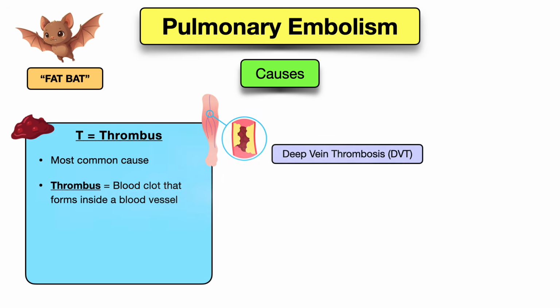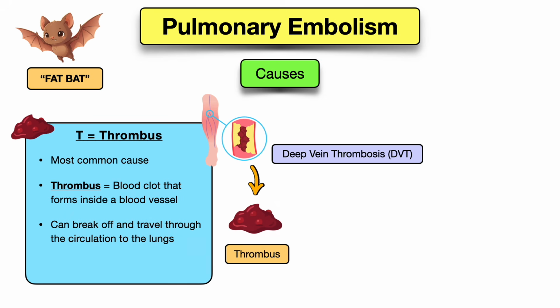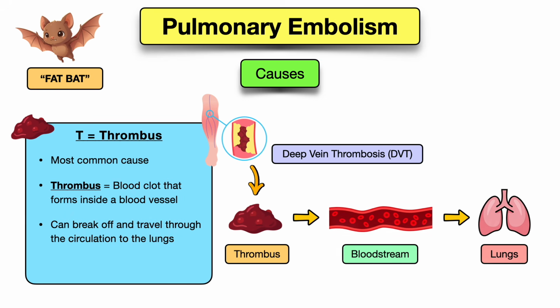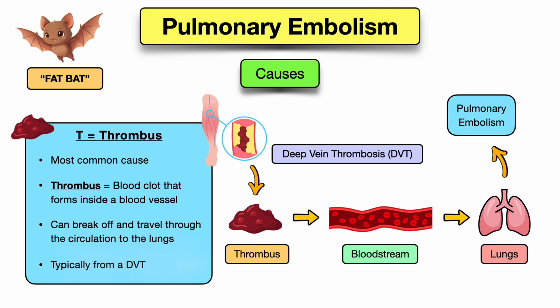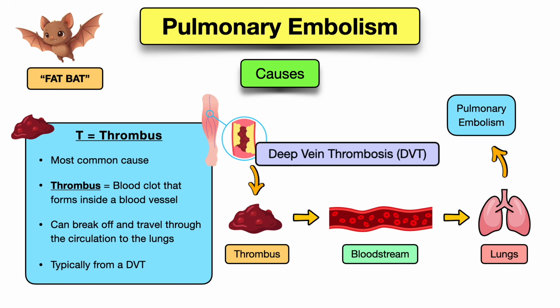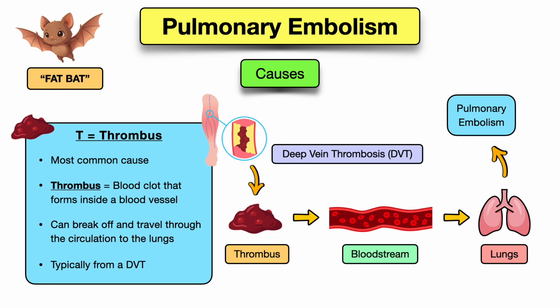A thrombus is a blood clot that forms inside a blood vessel. Unfortunately, the blood clot can sometimes break off and travel through the circulation to the lungs, and this can lead to a pulmonary embolism. This is typically from a blood clot in the legs called a DVT. A DVT stands for deep vein thrombosis, which is a blood clot that forms in a deep vein, typically in the leg. We're going to talk about this step by step shortly, so keep watching. But first, let's wrap up the last few causes.